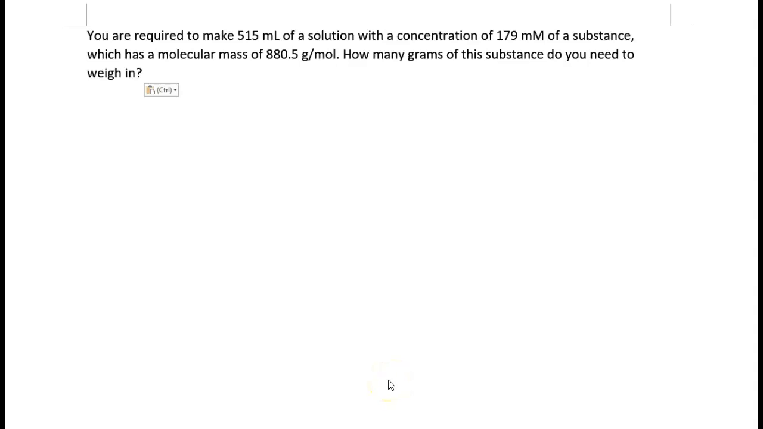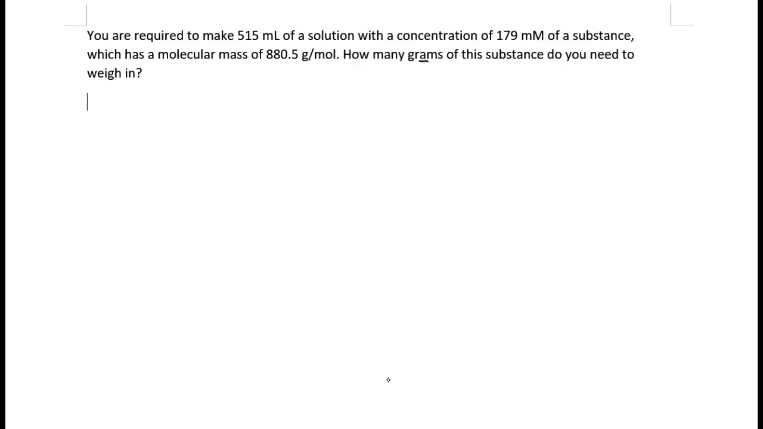In this question, we are required to calculate the number of grams that we actually need to make up a solution. This is a very common problem that people encounter in the laboratory. That is what people do every day. So how are we going to address this question? Well, we can do that in two steps.